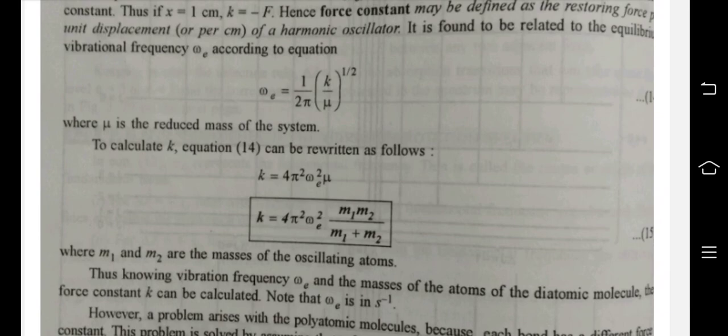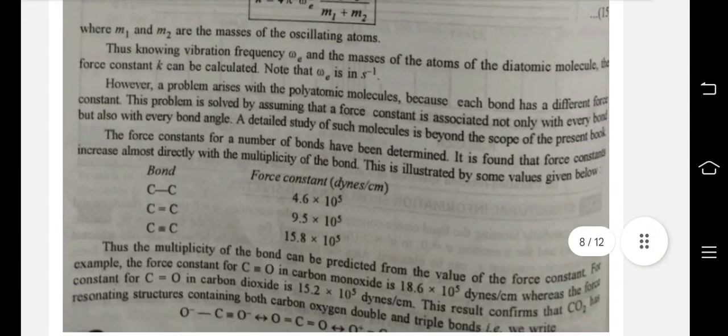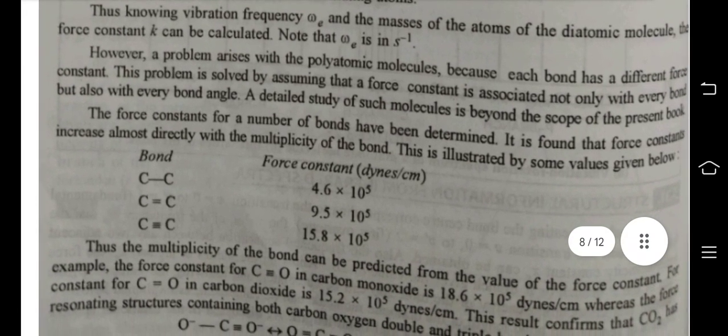To calculate K, equation 14 can be rewritten as K is equal to 4π²ωe² into μ. K is equal to 4π²ωe² into m1 m2 upon m1 plus m2, where m1 and m2 are the masses of oscillating atoms. Thus, knowing vibrational frequency ωe and the masses of the atoms of diatomic molecule, the force constant K can be calculated. Note that ωe is in second inverse.